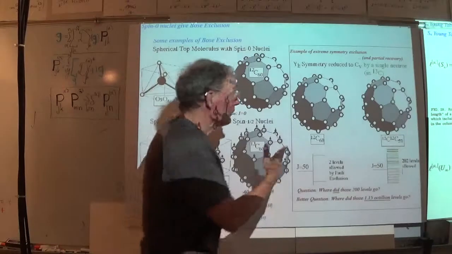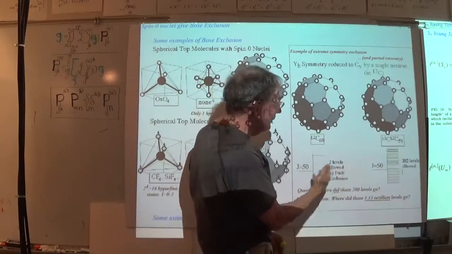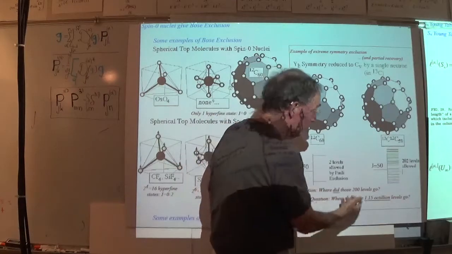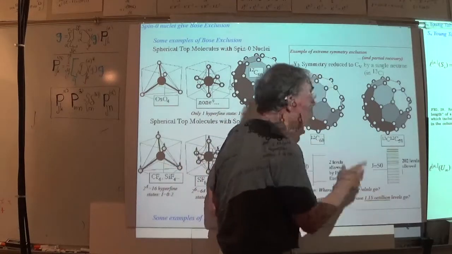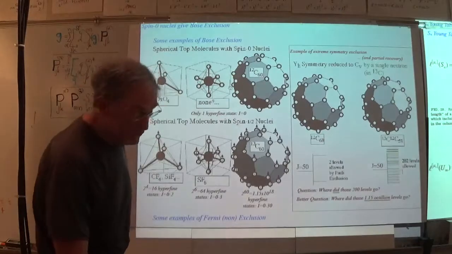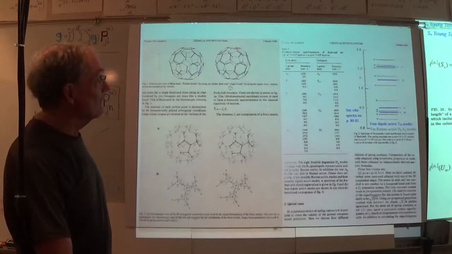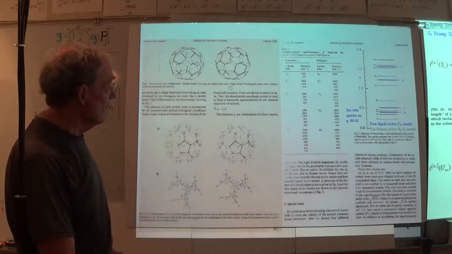If you put 60 C13s on there, okay, you get 1.15 octillion hyperfine, superfine levels. So this is what TC was working on, was figuring out where all those spins go.